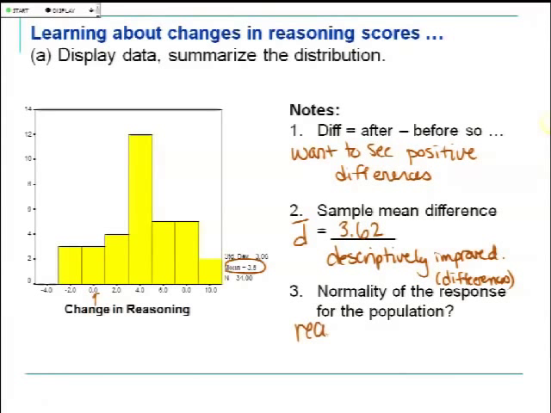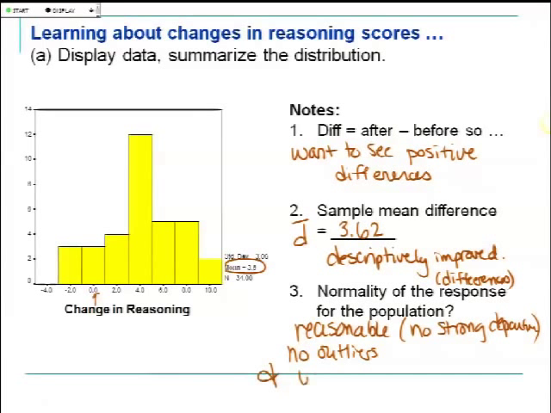And it's reasonable. No strong departures from normality. There's no outliers that I would want to go look at and check out first. And also, we do have a sample size of 34, which could be in that category of being large. So it's safe to proceed and do our confidence interval.